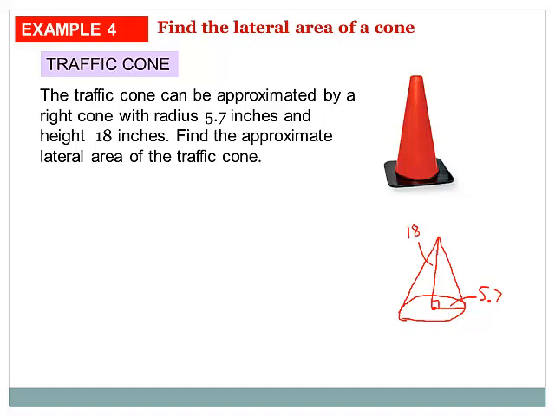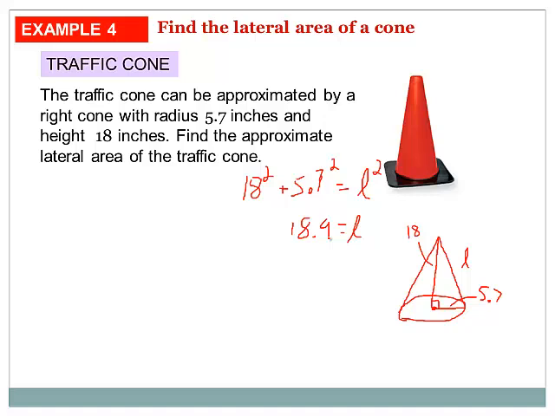So once again, I'm given a triangle. I'm given the legs, so to find my slant height, I would do 18 squared plus 5.7 squared is equal to my slant height squared. And once we solve the left-hand side, we should have the slant height is equal to 18.9. So now that I've got my slant height, I can find the lateral area of my cone.